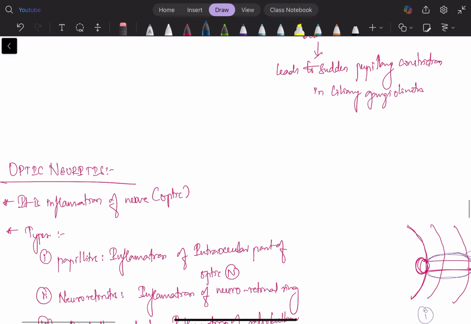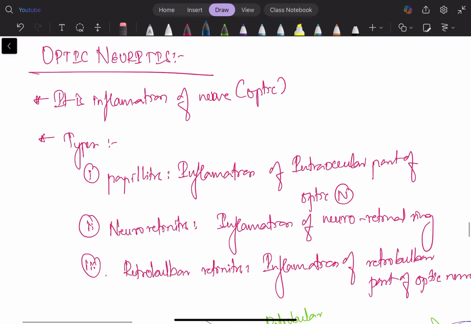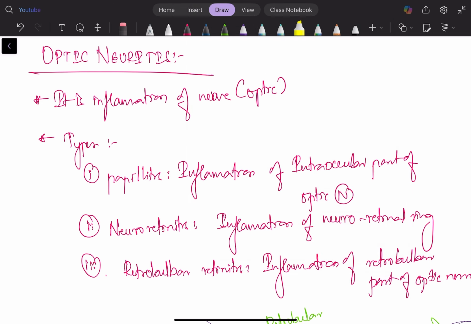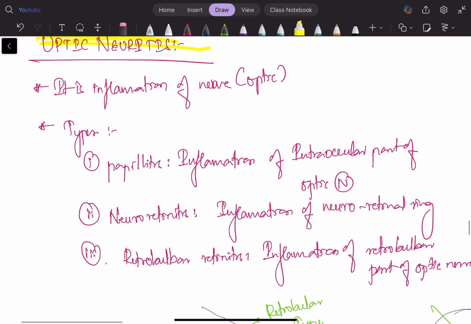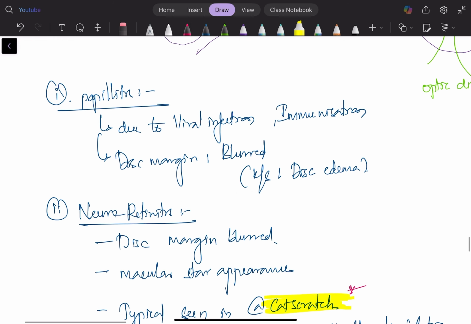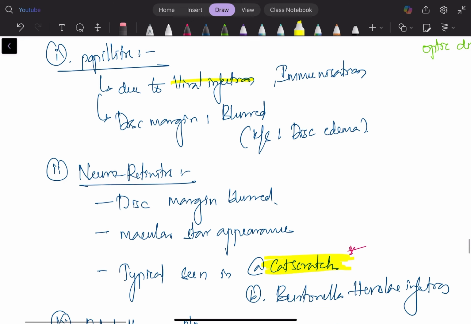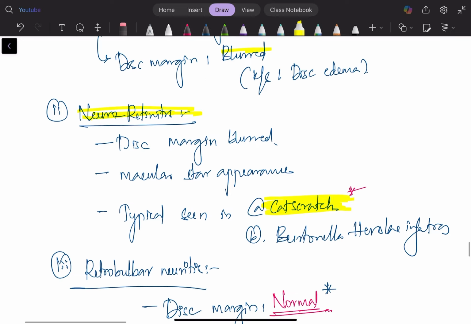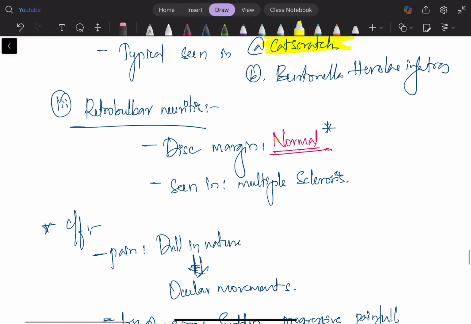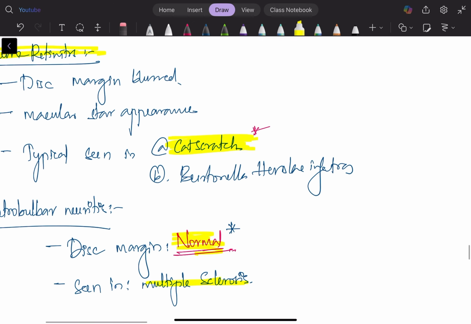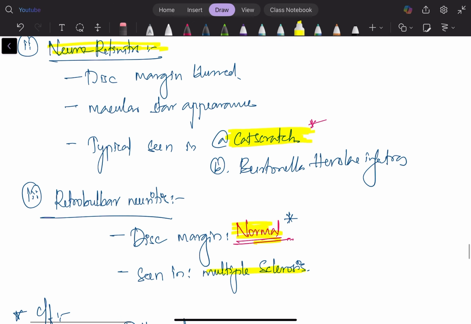Let's revise it quickly. It's a big topic, a very important topic. You need to revise before going to your board exams or the entrance exam. Optic neuritis, inflammation of the optic nerve. Types we know: papillitis, neuroretinitis, retrobulbar neuritis. We saw the diagrams. Papillitis is mainly viral infection, with disc edema present in neuroretinitis and papillitis, while the disc is normal in the retrobulbar type. This is seen in multiple sclerosis. Then cat scratch disease, don't forget, neuroretinitis.